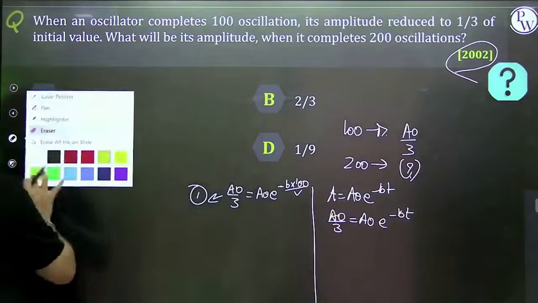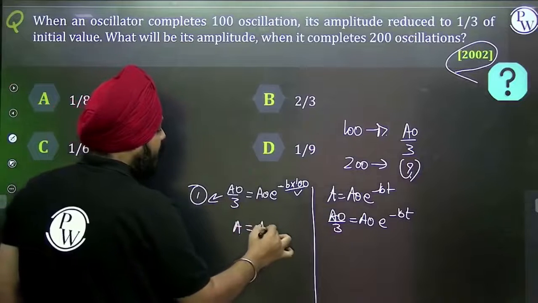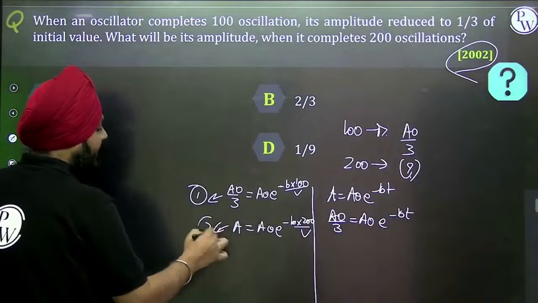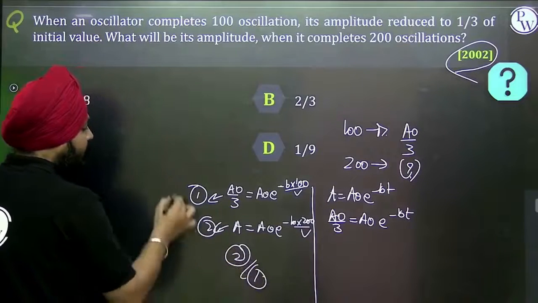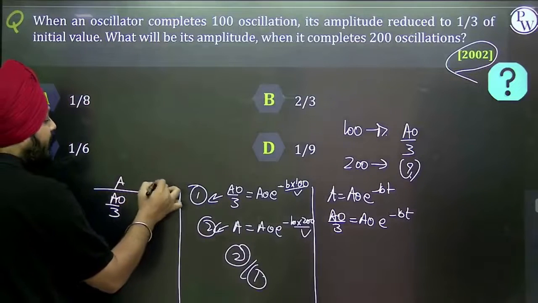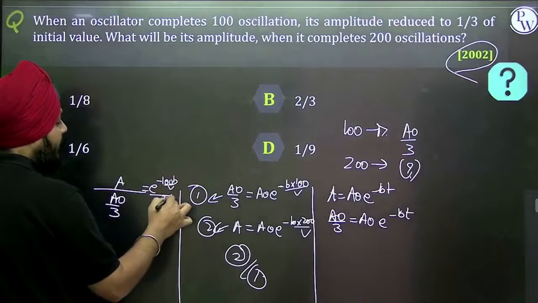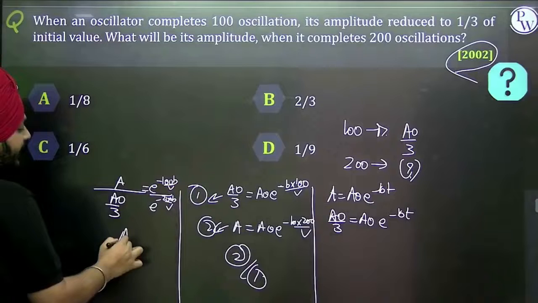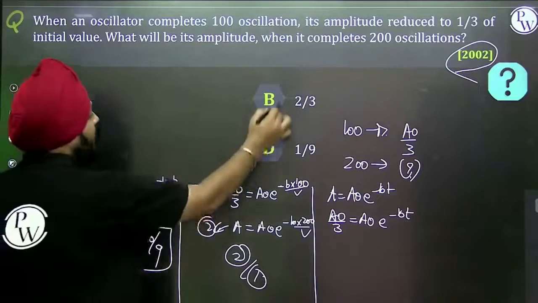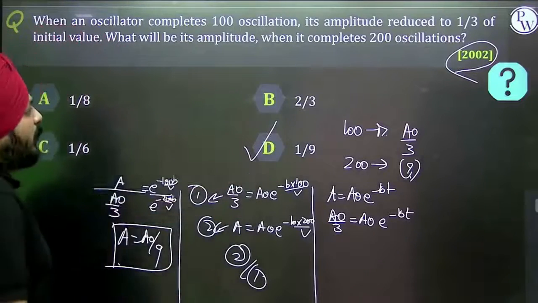Now let's solve this. For the 200 oscillations, can I say the value of A is A0 e^(-b·200/v)? So taking the ratio of 2 by 1, we get A divided by A0/3, that is e^(-100b) divided by e^(-200b/v). Solving this, we get A = A0/9. D is the perfect answer for this specific question. The same equation we are going to use.